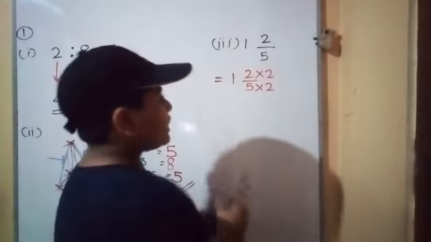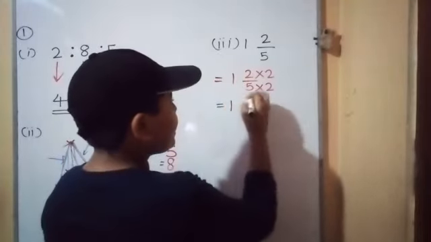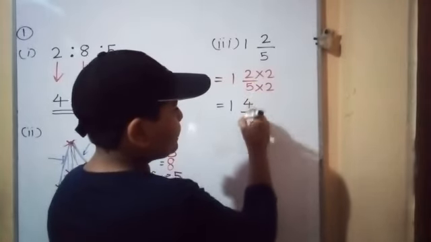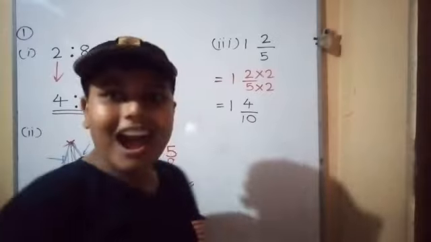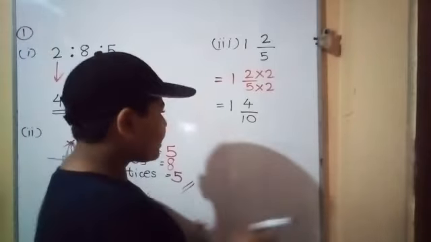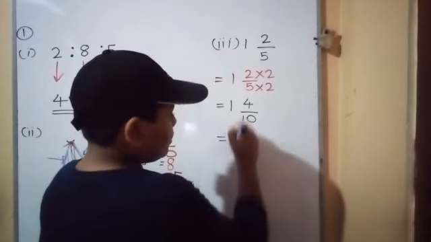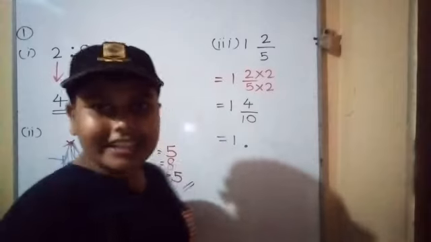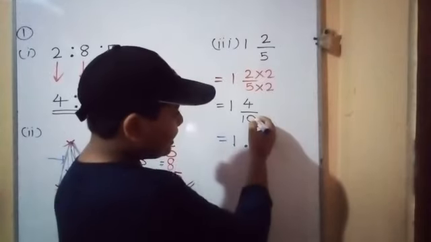So, let's calculate them. Now, 1. 2 multiply 2 is 4. Now comes 5 multiply 2 is 10. So that means you can write the answer as 1 point. Keep a point in there. Very easily, no? Now 1 point.